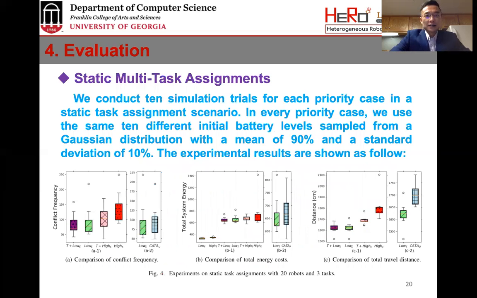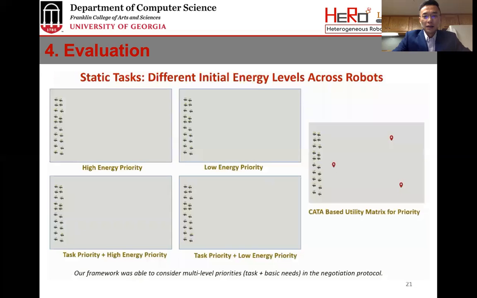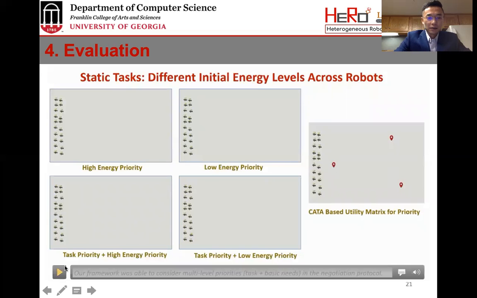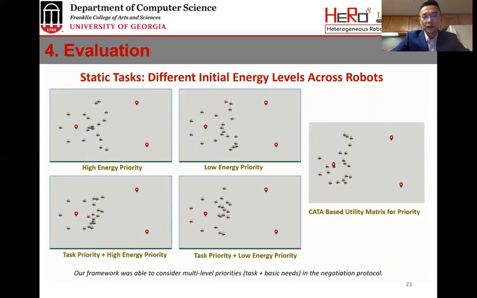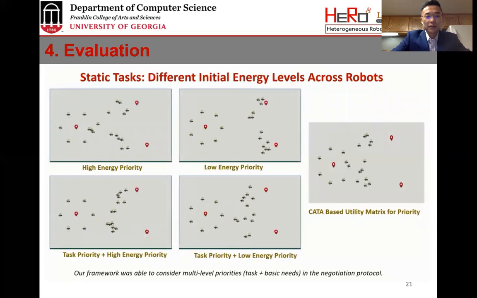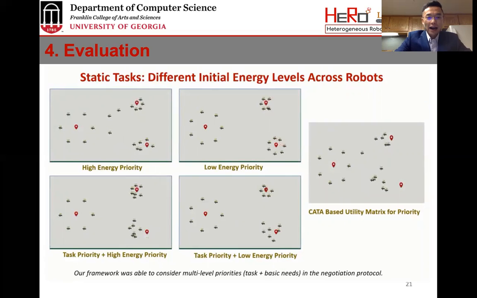So for the static multitask assignment, we conduct 10 simulation trials for each priority case in a static task assignment scenario. I can play the simulation experiment for you. As you can see, we have a high energy priority, low energy priority, and combine the task priority with high energy and low energy priority, and also compare with the state-of-the-art method, CATA.